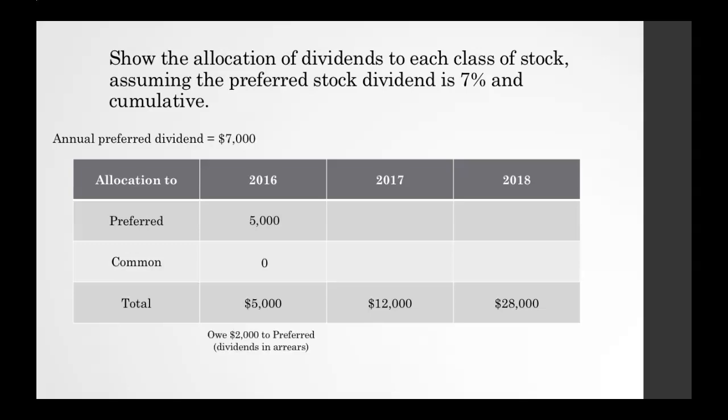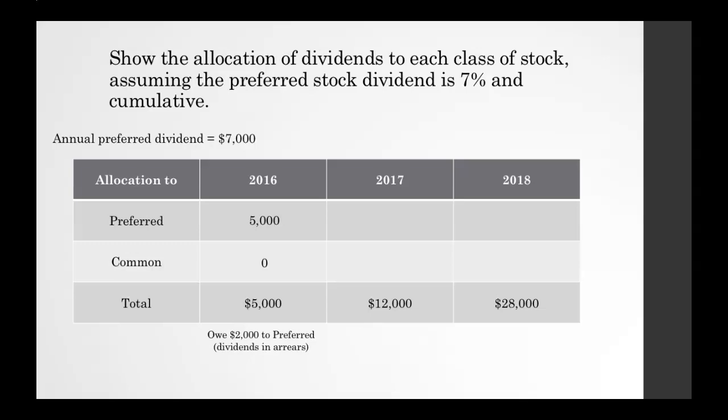Right? So after 2016, we now owe $2,000 extra to preferred because this dividend is cumulative. Right? So cumulative means that if you didn't pay it out in previous years, it then builds up for future years. If this was non-cumulative, that extra $2,000 that preferred didn't get in 2016, they would just lose out on that amount. They would never see that $2,000. Here, they're going to see it in the future.